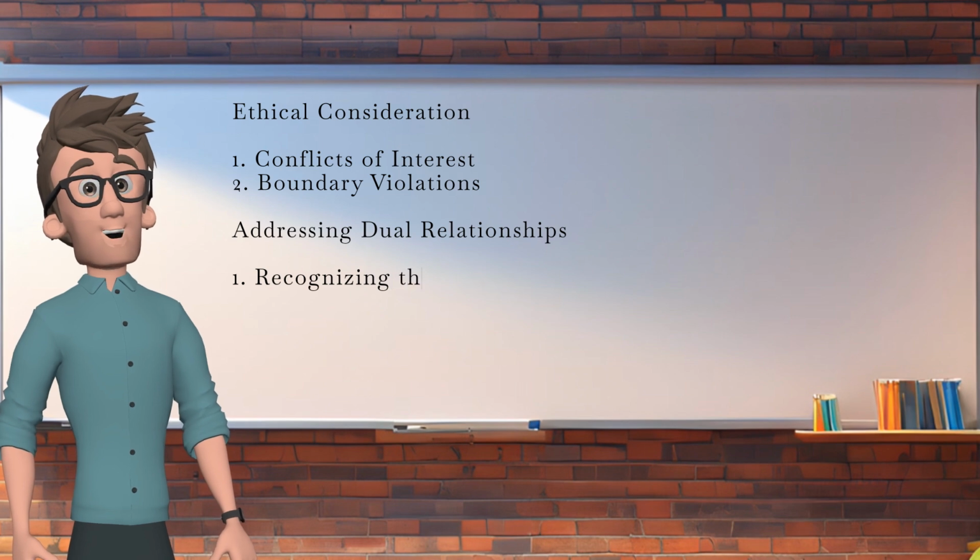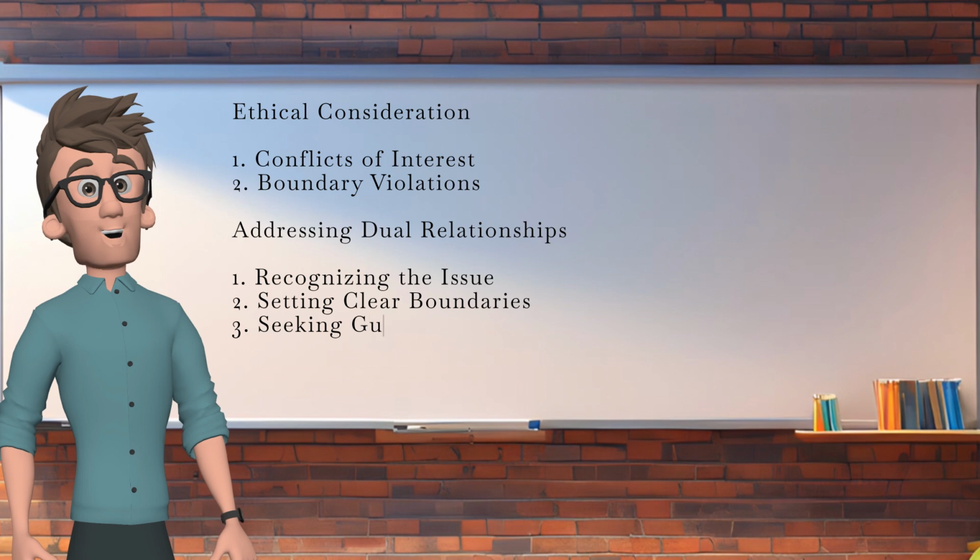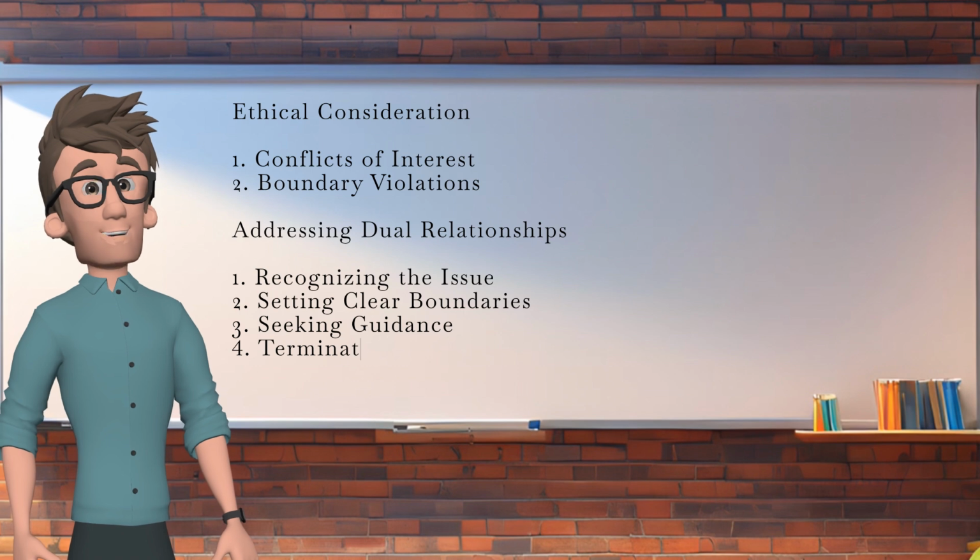Healthcare providers must be aware of the potential for dual relationships and the ethical issues they pose. Self-awareness and reflective practice are essential in identifying when boundaries are at risk of being crossed. Setting clear boundaries. Providers should establish and communicate clear boundaries with patients. This includes explaining the limits of the professional relationship and avoiding situations where personal and professional roles might overlap.